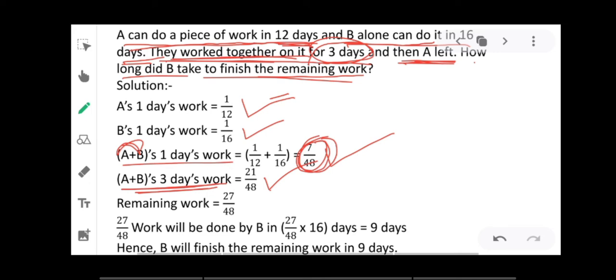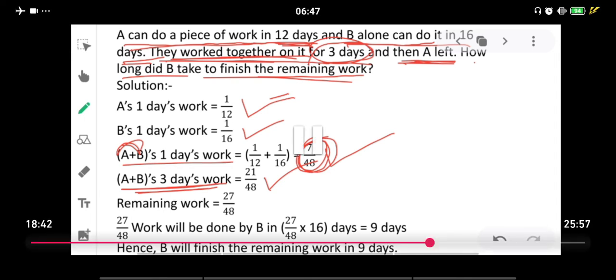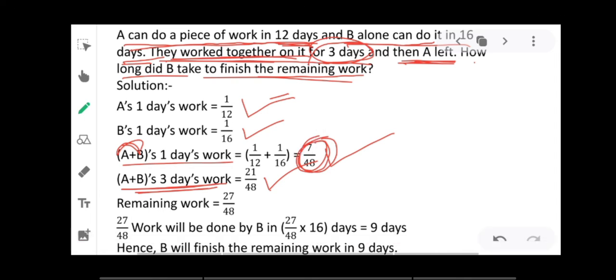So first find out the remaining work. The remaining work will be 1 minus, this is the total work 1, so 1 minus A and B's work together for 3 days, so 21 upon 48, this is the 3 days work.